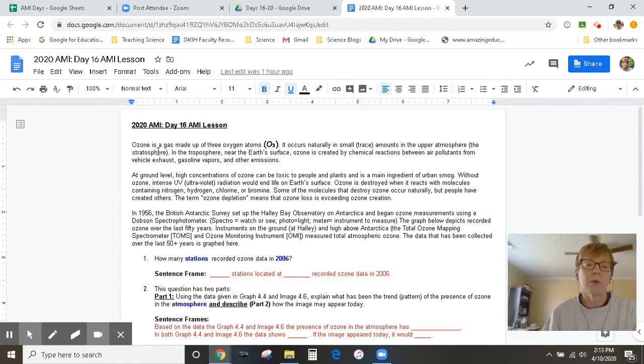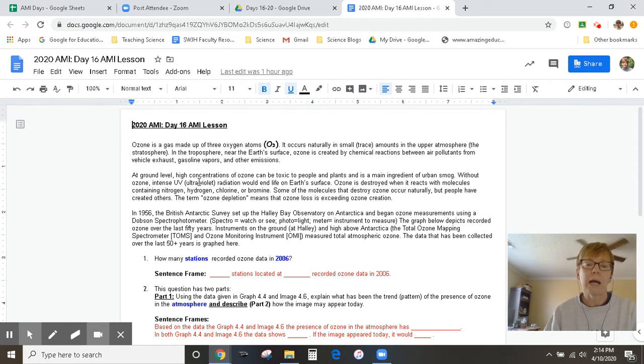It says, ozone is a gas made up of 3 oxygen atoms, or O3. It occurs naturally in small trace amounts in the upper atmosphere, called the stratosphere. In the troposphere, near the Earth's surface, ozone is created by chemical reactions between air pollutants from vehicle exhaust, gasoline vapors, and other emissions. Emissions are things that are released from an object.